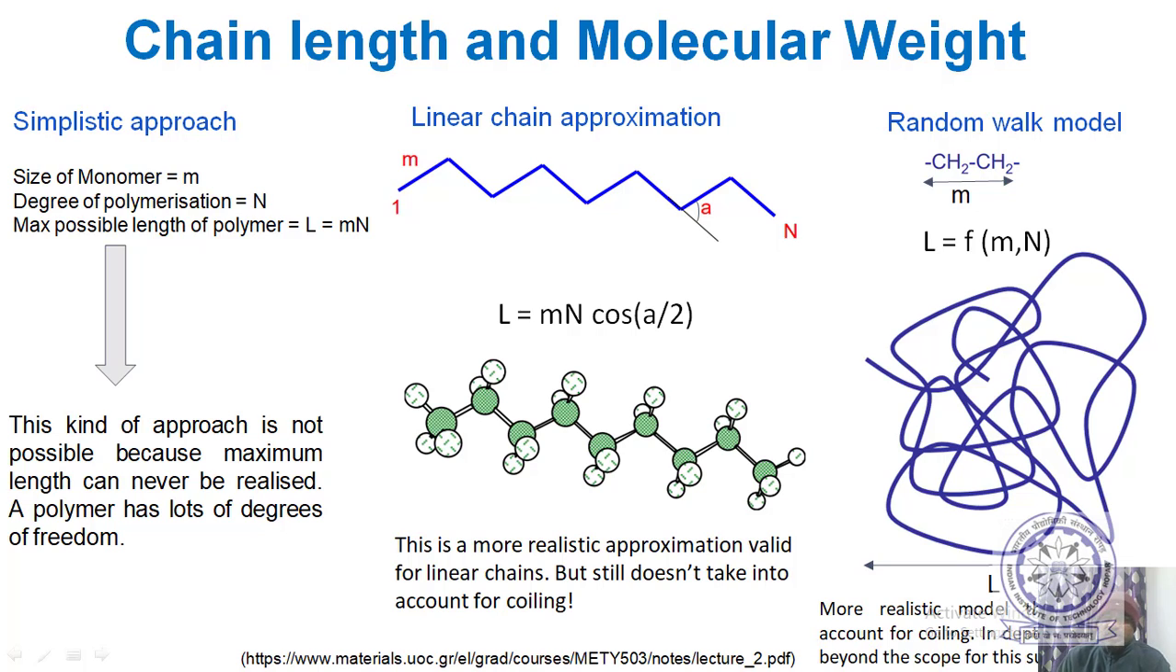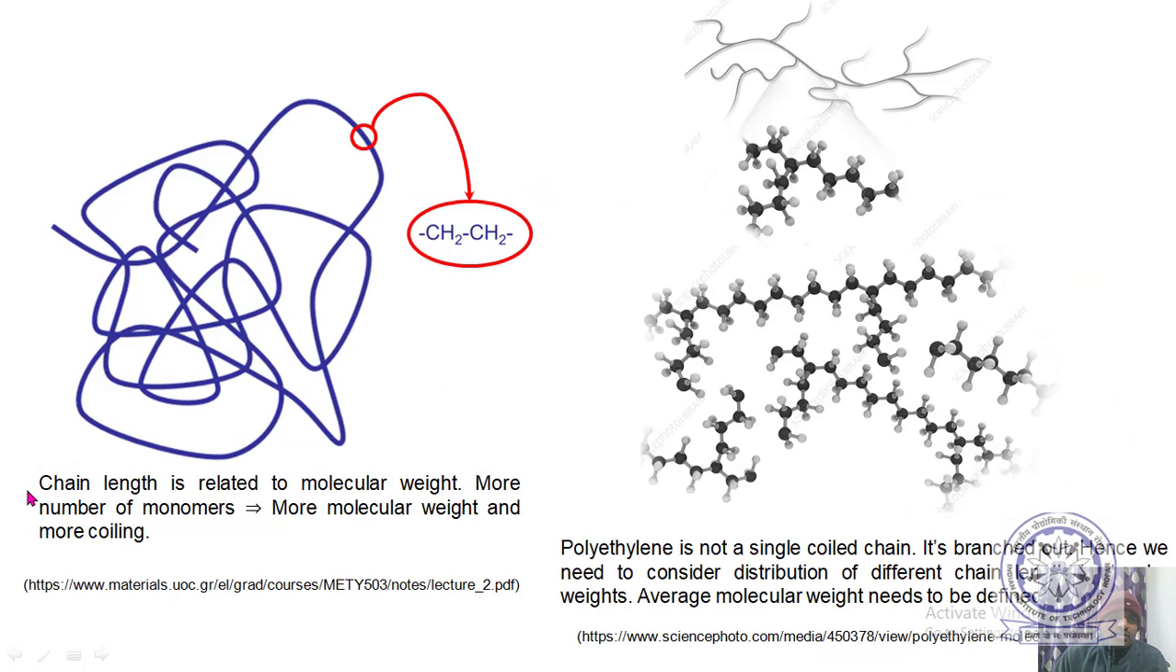That, of course, is not in the scope of this subject. If you are interested, you can go through it; a lot of material is available online. Now, chain length is related to molecular weight. More monomers means more molecular weight and more coiling. Polyethylene is not a single coiled chain. It is branched out. Hence, we need to consider the distribution of different chain lengths and molecular weights, and average molecular weights need to be defined. So this is what is important.